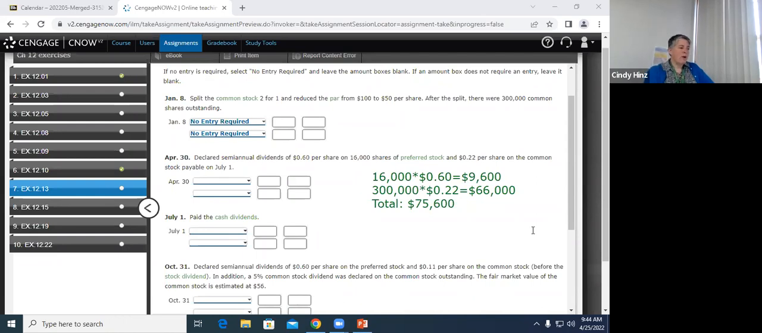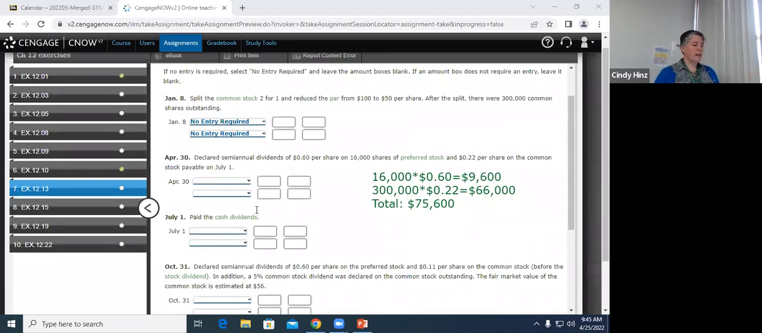So if you're wondering why they did a stock split on January 8th, and then paid cash dividends, remember the purpose of a stock split is to lower the market value. And so these are not inconsistent, that we might then a few months later declare dividends.